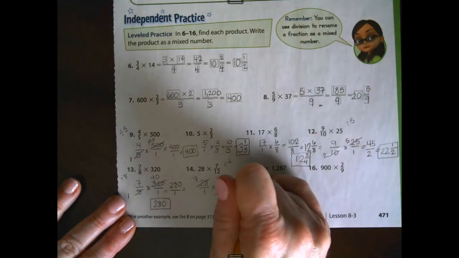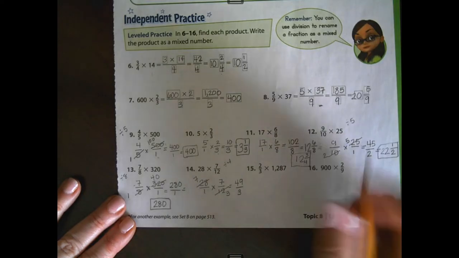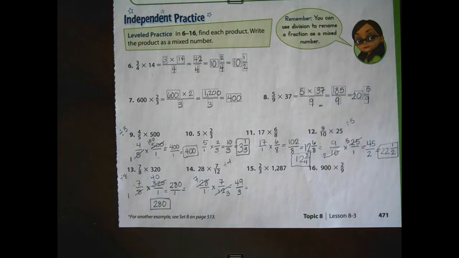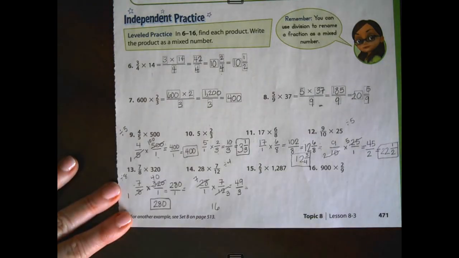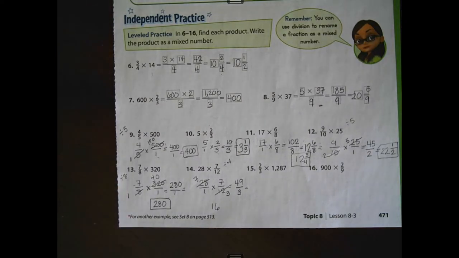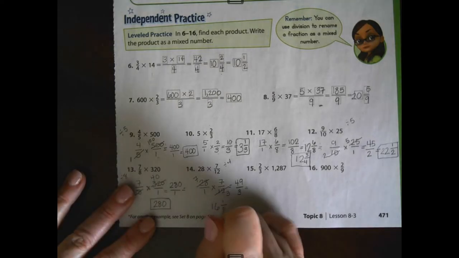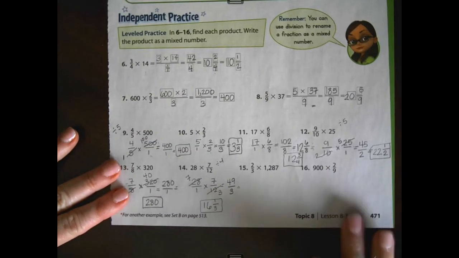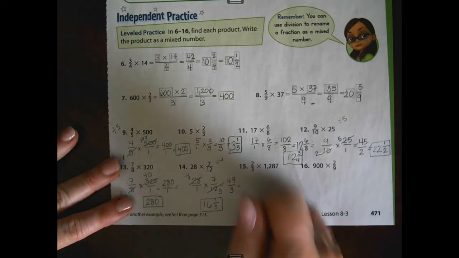7 times 7 is 49. 1 times 3 is 3. All right, so I am going to have to convert or change that improper fraction to a mixed number. 3 will go into 49 16 times. 16 times 3 is 48. So I would have 1 left over, so 16 and 1/3. All right, now talk about some large numbers. All right, let's take a look at the next one.